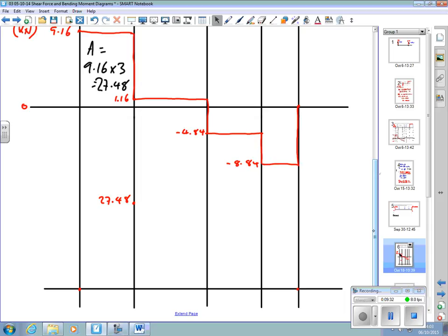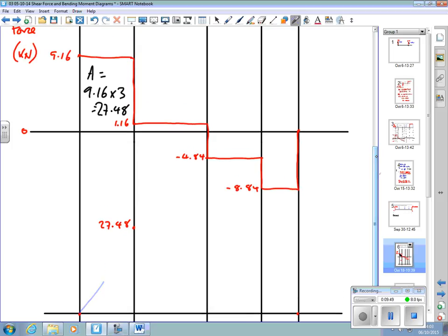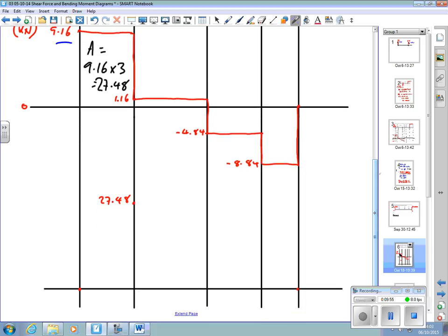And then we think about, well, how do we get there? Is it a curve? Is it a straight line? So what is it? The gradient of this bending moment diagram is given by the value of the shear force, is what we said at the beginning. But what's the value of the shear force? 9.16. So what that means is the moment is increasing at the rate of 9.16 per metre.